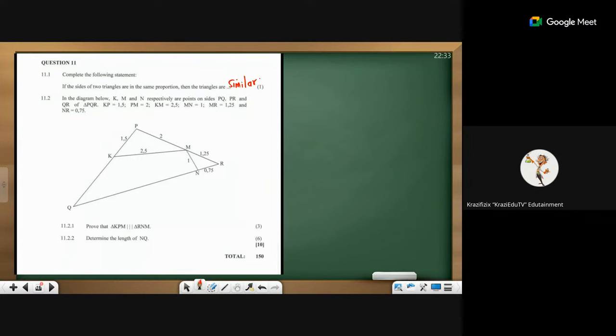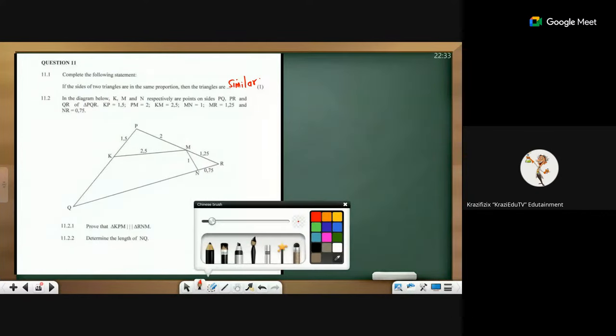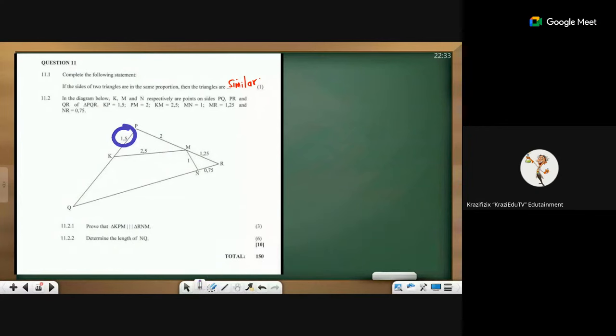Now, in the diagram below, K, M, and N respectively are points on the sides PQ, PR. Please read. Familiarize yourself with those points. KP is 1.5. PM is 2. KM is 2.5. MN is 1. MR is 1.25. And NR is 0.75. Prove that this.